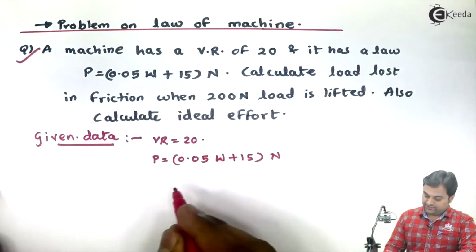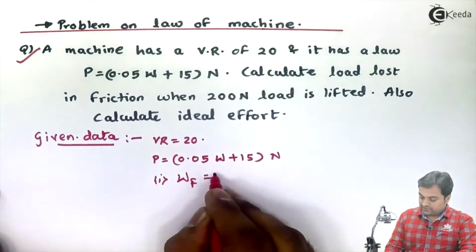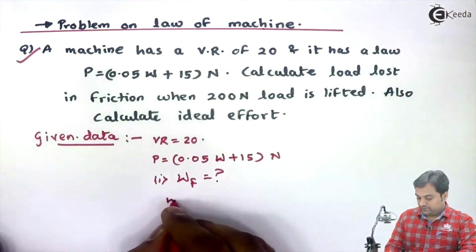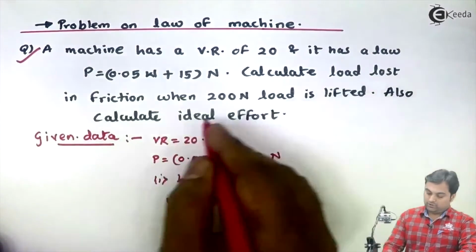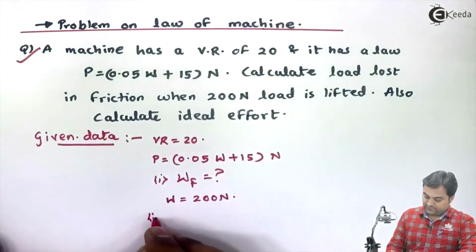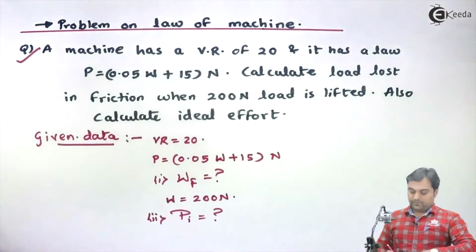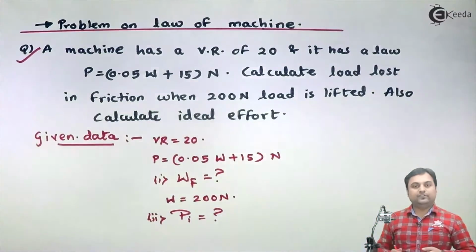Calculate the load lost in friction. The question is, we have to find out the load lost in friction when 200 Newton load is lifted. So load value is given, 200 Newton. Also calculate ideal effort. This is the second question. Ideal effort. So this much is the data part. Now we'll start solving this problem.